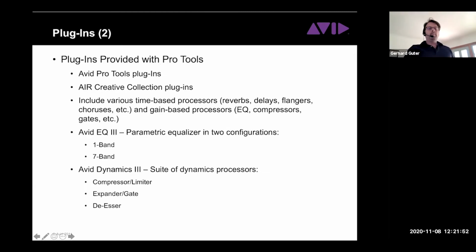Okay, so what plugins come with Pro Tools? Well, we've got the AIR Creative Collection, standing for Advanced Instrument Research. And starting around Pro Tools 8 or so, maybe 9, we've got a lot more plugin processors. So we've got more time-based processors and gain-based processors. Here's just some examples of each of those types. And there's subtle differences between each of these time-based processors. Gain-based processors are compressors, equalizers, gates. We'll be working with both compressors and gates in a few minutes here.